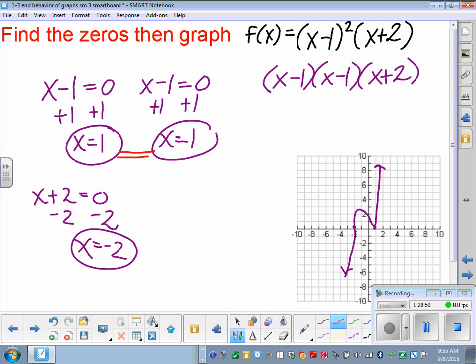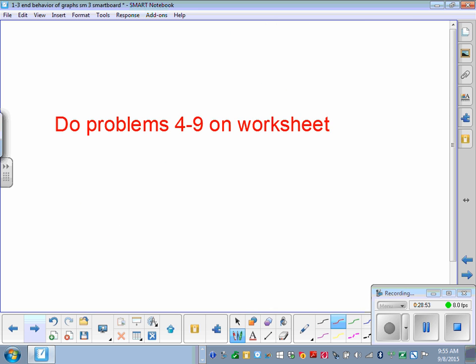All right, so go ahead and use that information to now do problems 4 through 9 on the worksheet. You're just graphing. So it's already factored, guys. Set your factors equal to 0, and then use your graphing calculator and fill in the rest.